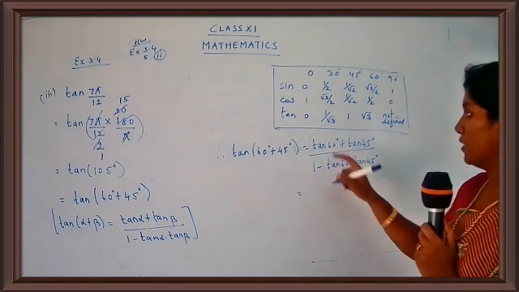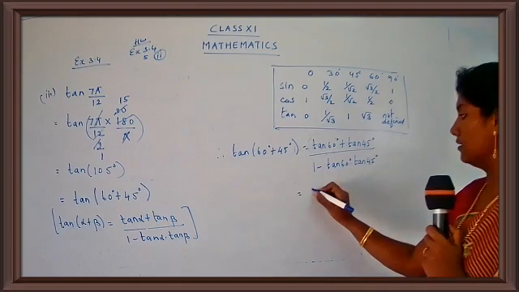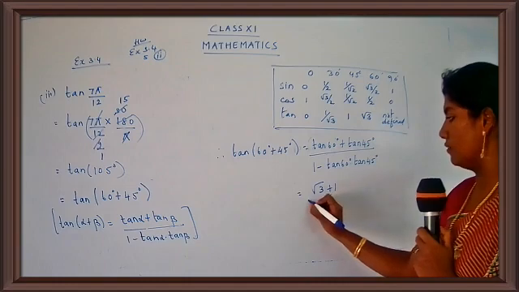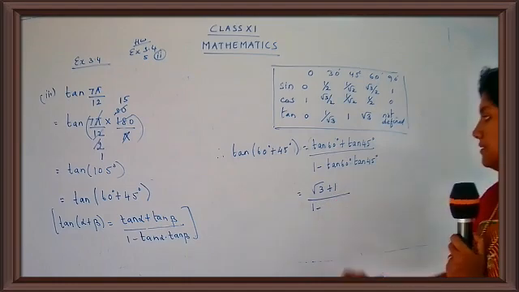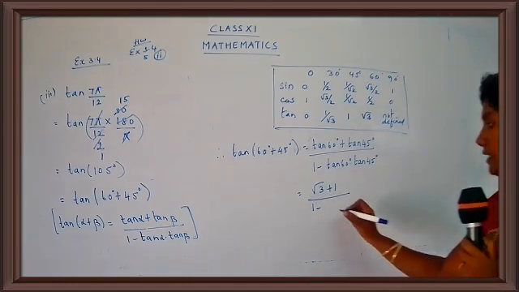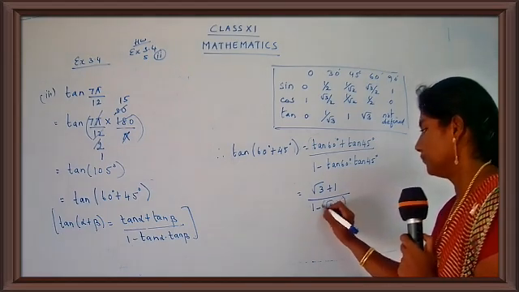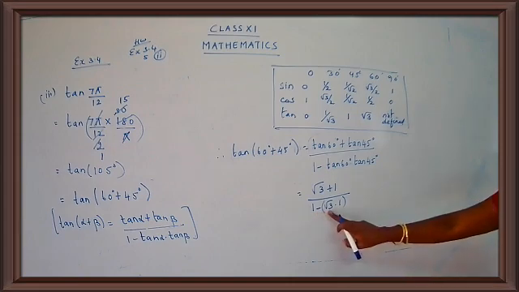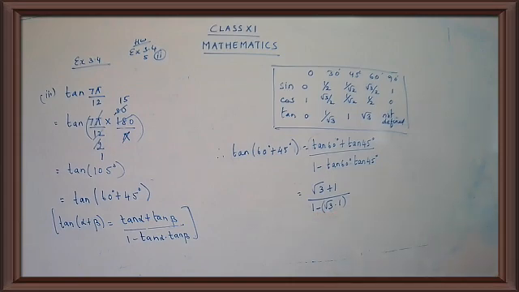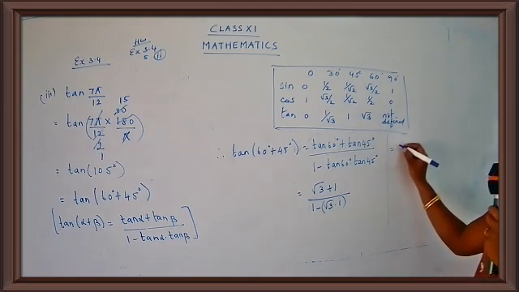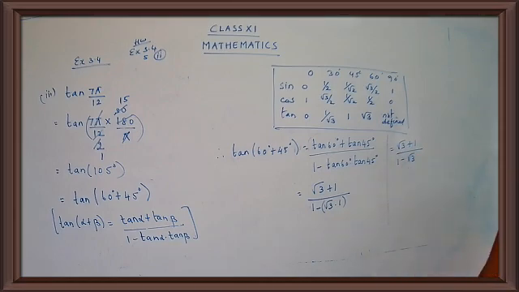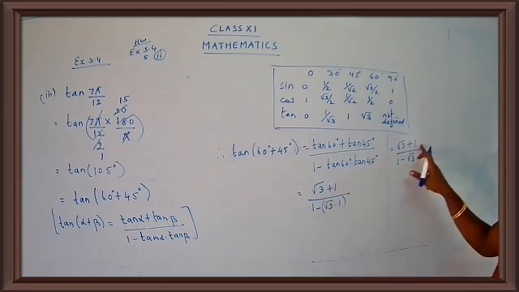What you get here? What is tan 60? Yes, it's root 3. Tan 45, it's 1. Put here plus 1. Done. 1 minus tan 60, again root 3, into 1. So what do you get here? Root 3 plus 1 upon 1 minus root 3 into 1. Okay, children, we are just going to write down the next step. So this will be equal to root 3 plus 1 upon 1 minus root 3.